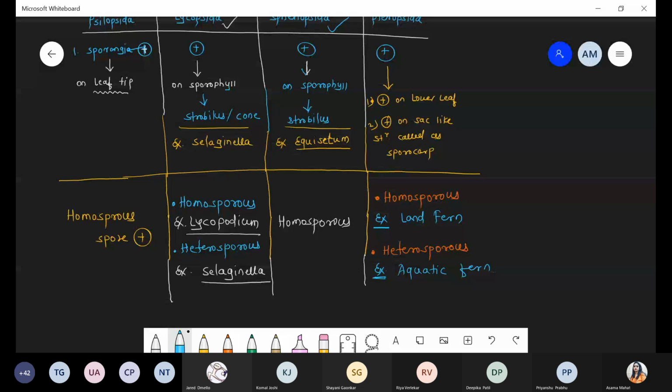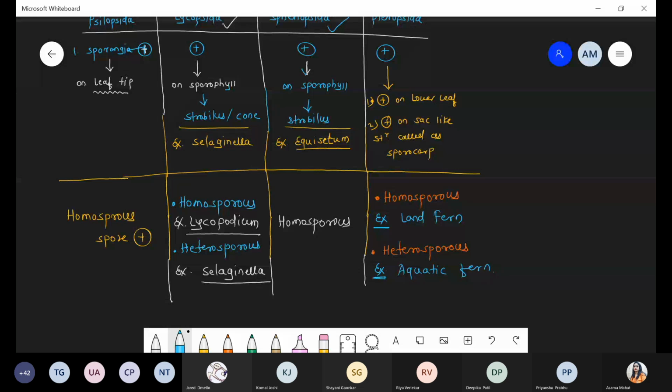So we know that strobilus structure is not present in all Pteridophyta. It is present in only a few members, and we explain 2 examples, Selaginella and, number second, Equisetum. Selaginella belongs to the Lycopsida class, and Equisetum belongs to the Sphenopsida class. So one question from this point: where the strobilus structure is present.